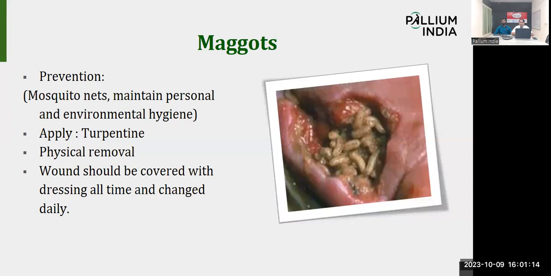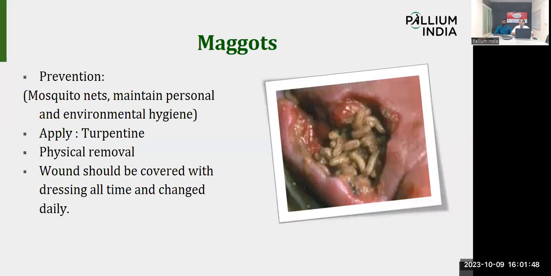So whenever you see a maggot, first is prevention. You should not allow the flies to sit on that wound. That is one preventive strategy. We can use mosquito nets, maintain personal and environmental hygiene, which is very important, and also cover the wound with proper dressing using clean sterile gauzes or even cotton dhotis or cotton saris. That should be sterile. So a homemade regimen is very important, and that is what we have to tell the family and the caregiver.